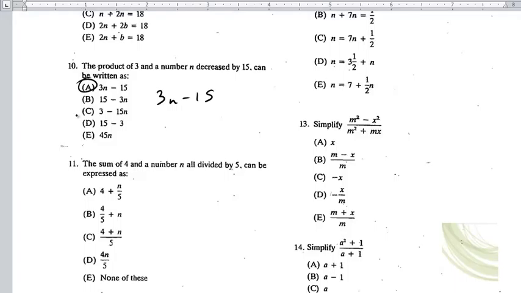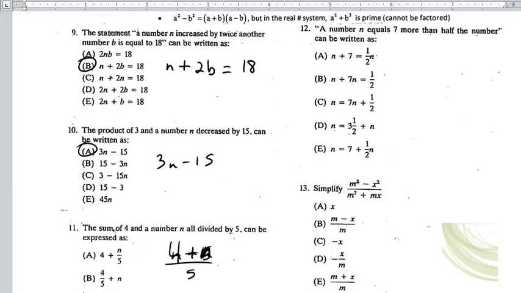Number 11, the sum of 4 and a number n all divided by 5. So sum means plus, all divided by 5. Oop, this should be 5. Sum of 4 and a number. There we go. Sorry. Okay, sum of 4 and a number divided by 5. So it's just 4 plus n divided by 5. That's C. All right. Okay, number 12.